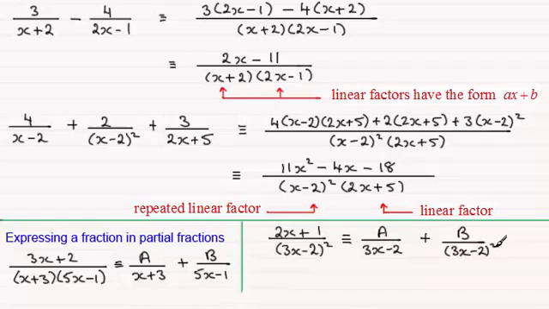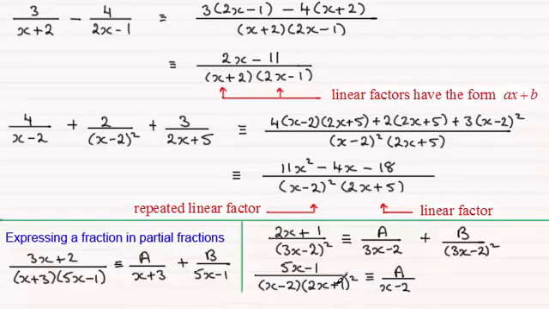Now you might have another one that's a bit more advanced than that. In this example I've got 5x minus 1 all divided by x minus 2 times 2x plus 1 all squared. So with this one it's very similar to what we've got here. We've got a linear factor and a repeated linear factor. So if we handle the linear factor first of all, that's going to be a constant, which I'll call a, divided by the linear factor, x minus 2.